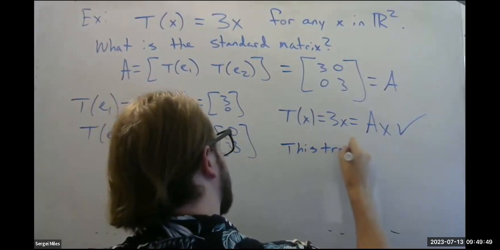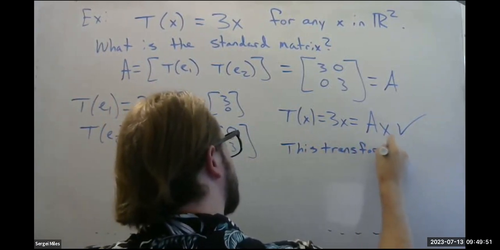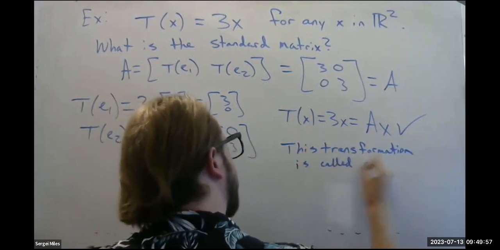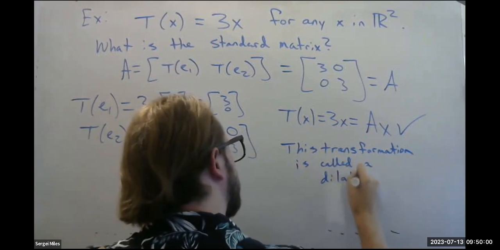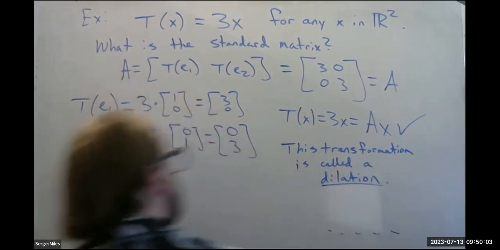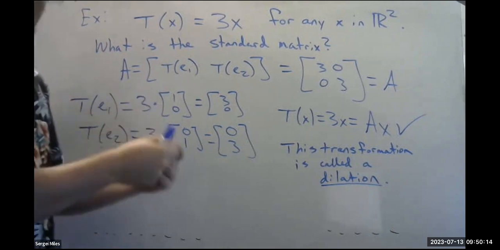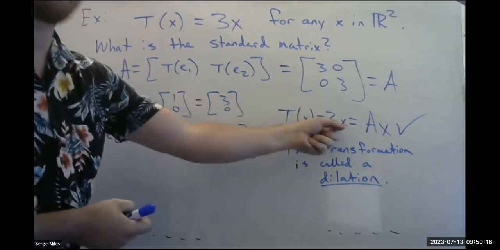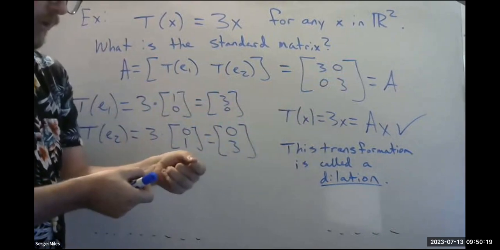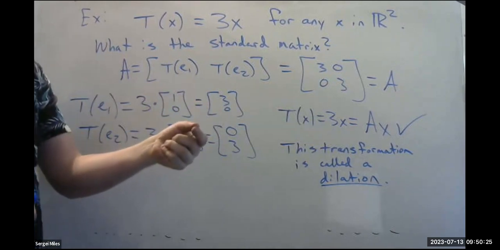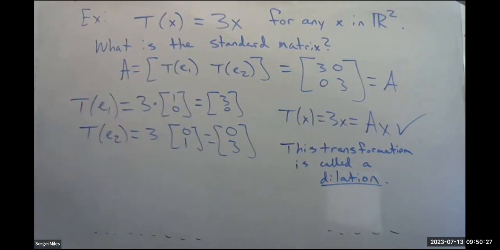This transformation is called a dilation, right? So this is one kind of special transformation. What is a dilation? This is just something that stretches a vector, or if this were a fraction like 1/2, it could shrink it down. Or if it were like -1, then it would reflect it in the opposite direction, right? This is called a dilation then, stretching and squishing of the vector.